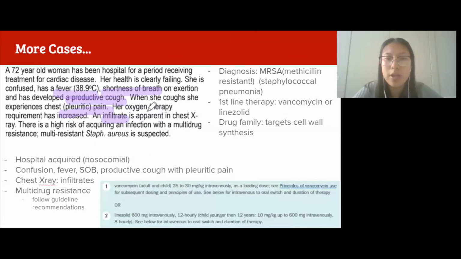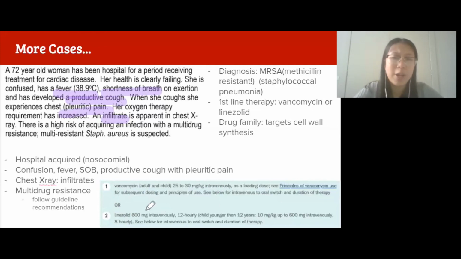So she probably has pneumonia, because she's got infiltrates in her lungs, and she's got a really productive cough, and shortness of breath, and it's an infection. So it would make sense that it'd be pneumonia because she's got that fever as well. You search up staphylococcal pneumonia. It'll give you tab options for methicillin resistance and whatnot. Have a look at the first-line therapy, and this is just a screenshot from the therapeutic guidelines: vancomycin or linezolid.